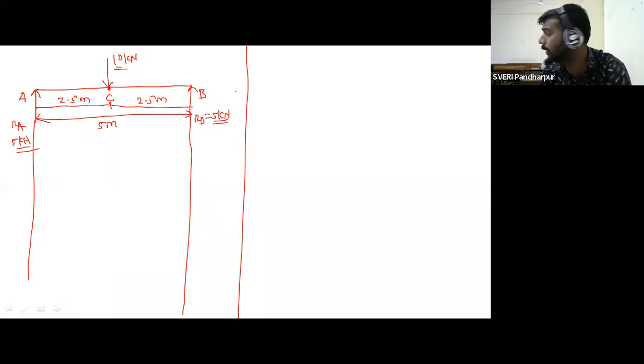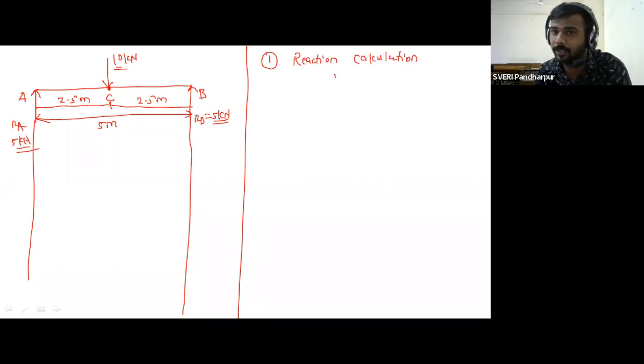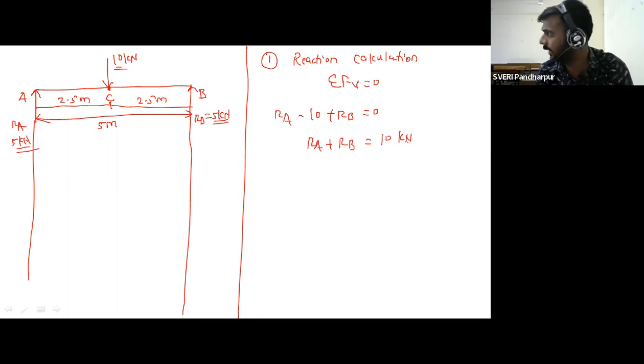If you are not able to calculate, apply our procedure. Reaction calculation. Summation of vertical force is equal to 0. So I will start from the left side. RA minus 10 plus RB is equal to 0. Therefore, RA plus RB is equal to 10 kilonewton. Correct? This is equation number 1.